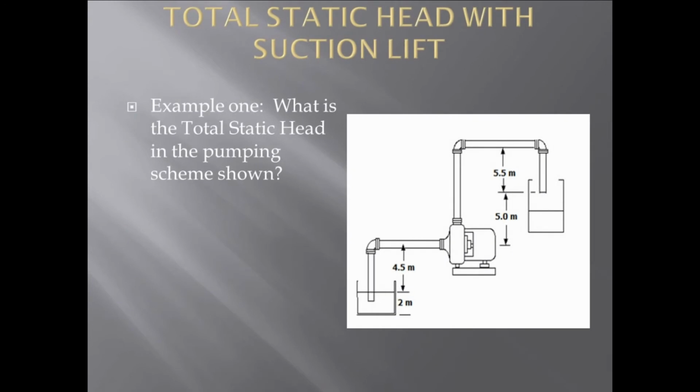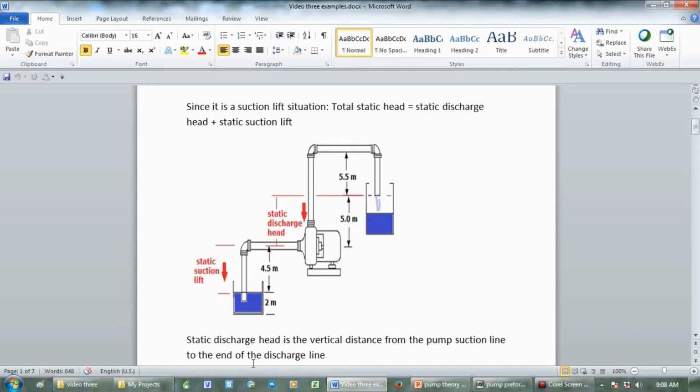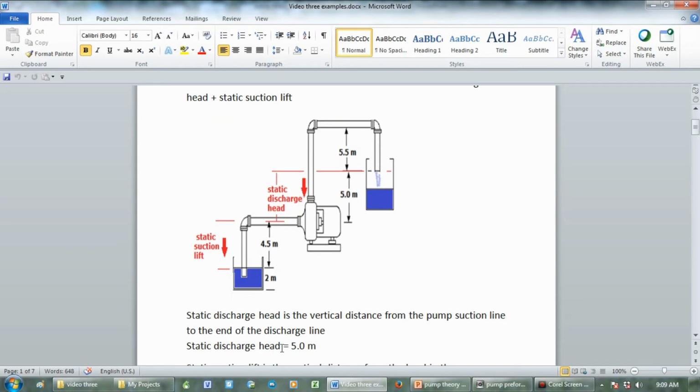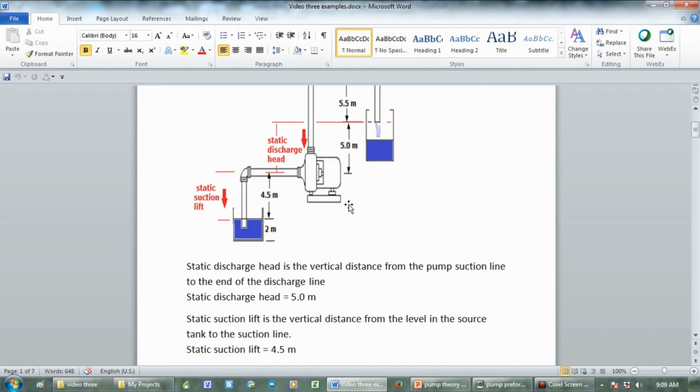Example 1. What is the total static head in the pumping scheme shown? Since it is a static lift situation, total static head equals static discharge head plus static suction lift. Static discharge head is the vertical distance from the pump center line to the end of the discharge line. So here's the end of our discharge line, here's the center line of the pump, so the static discharge head is 5 meters.